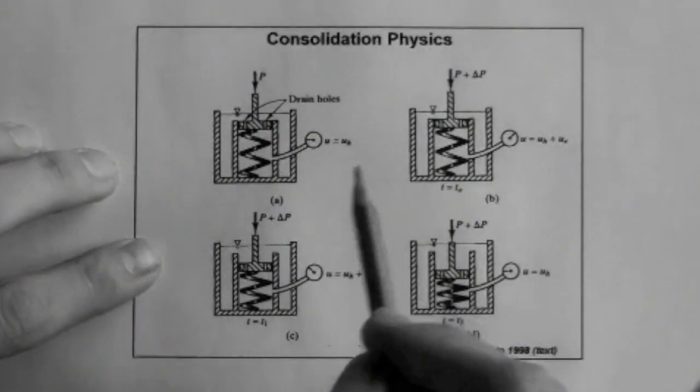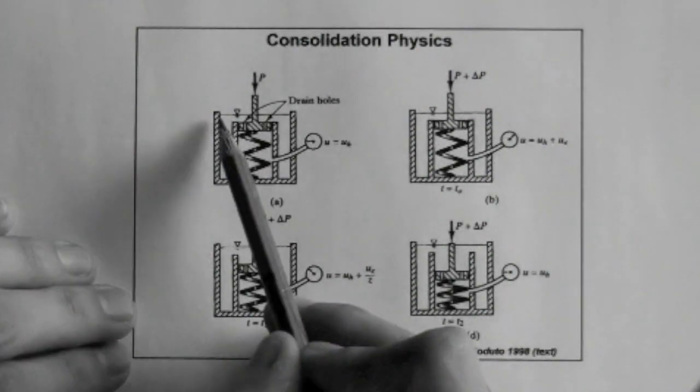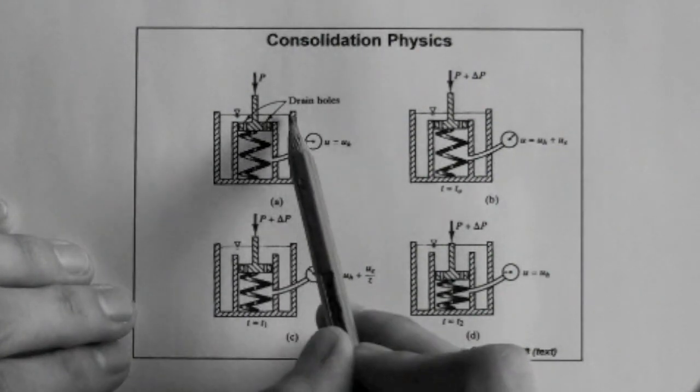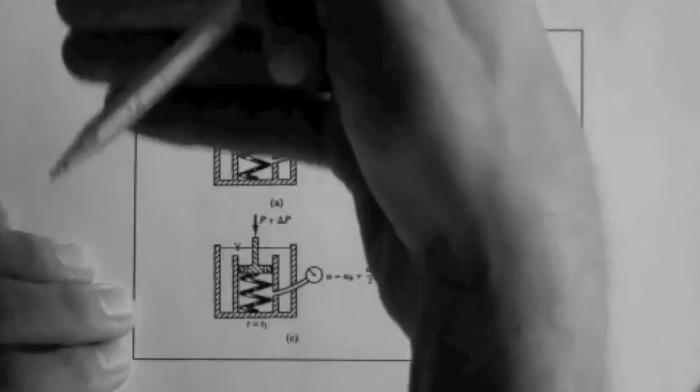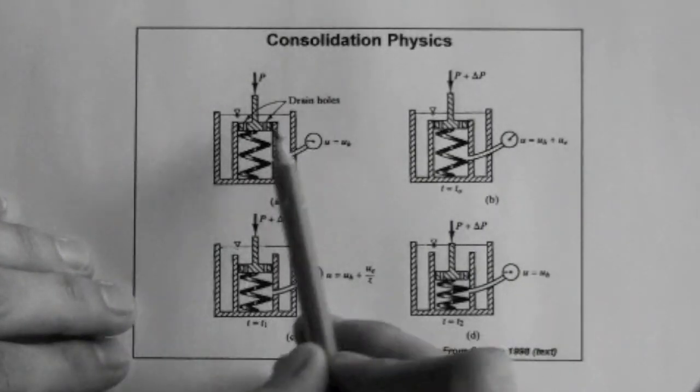It's a very useful analogy, and it's the classic analogy from Terzaghi, I believe. So what we have here is a cup, essentially. This is the cross section of a cylindrical cup, let's say. It's full of water.